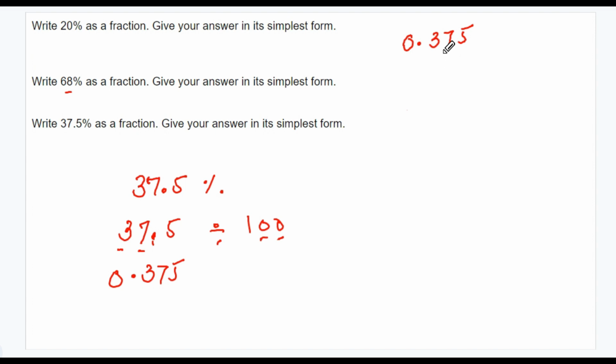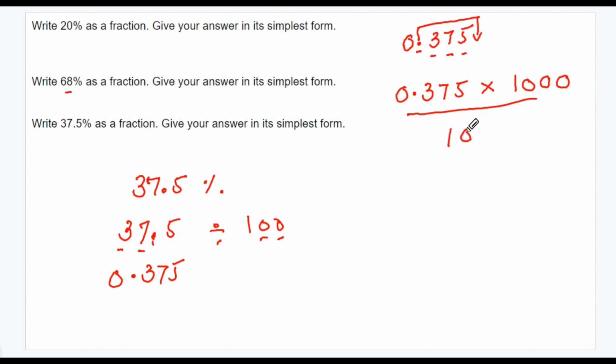It means we have to finish this decimal. Where should it be placed? At the end. How many times do you need to move it? 1, 2, 3, right? That means you need to multiply 0.375 by 1000, because it is 1, 2, 3. Same thing we need to do at the bottom. So now this decimal will be finished. When we multiply it by 1000, it becomes 375 over 1000.